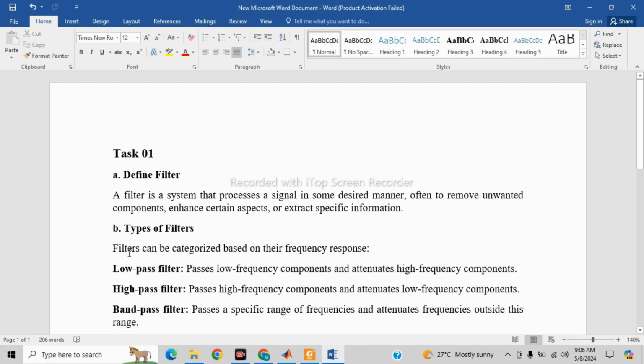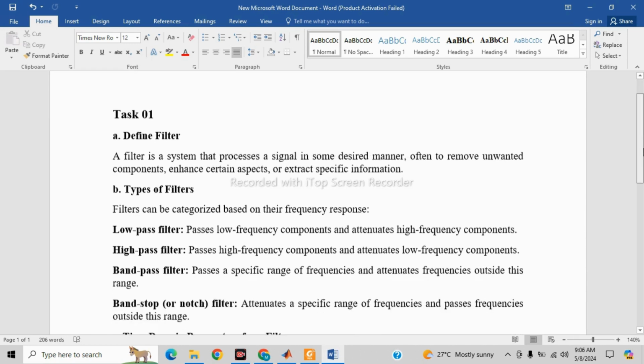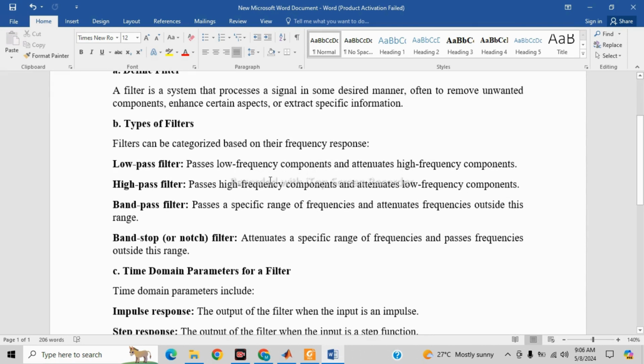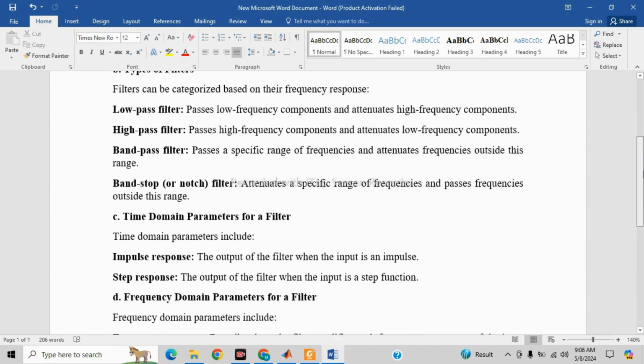Part B is types of filters. Filters can be categorized based on their frequency response. A low pass filter passes low frequency components and attenuates high frequency components. This is the low pass filter. A high pass filter passes high frequency components and attenuates low frequency components. A band pass filter passes a specific range of frequencies and attenuates frequencies outside this range. A band stop or notch filter attenuates a specific range of frequencies and passes frequencies outside this range.